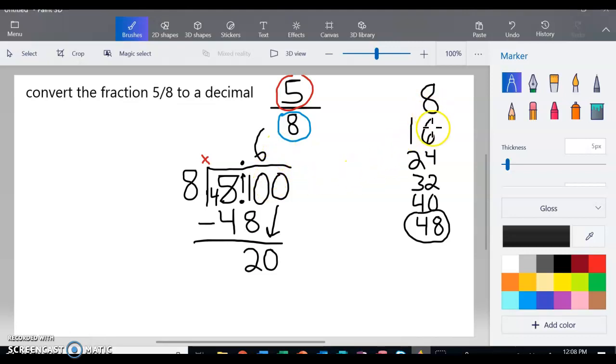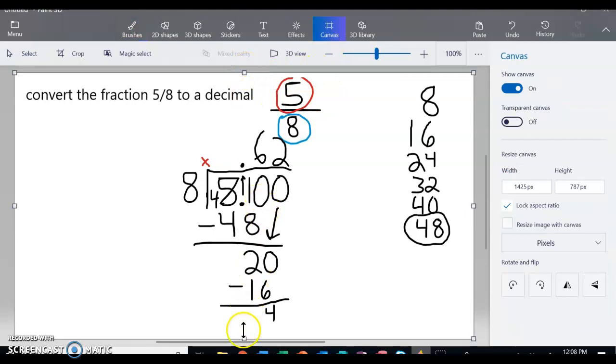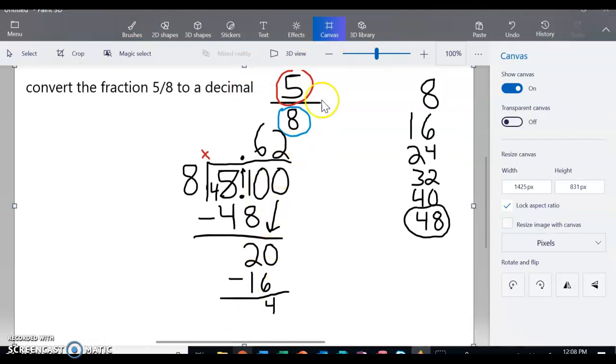So 8 is going to go into 20 2 times. So let's put this 2 right here. 8 goes into 20 2 times. So now our next step, 2 times 8, and that's going to be 16 if we look at our multiples over here. So we're going to write minus 16. That's going to give us 4. Running out of room here. Let me make this canvas a little bigger. There we go.